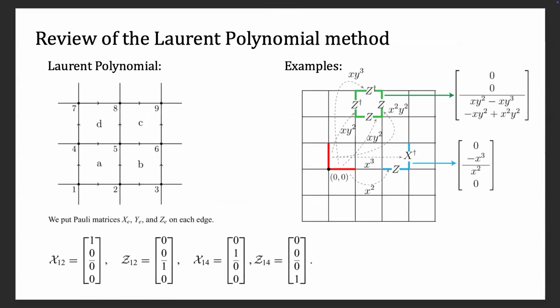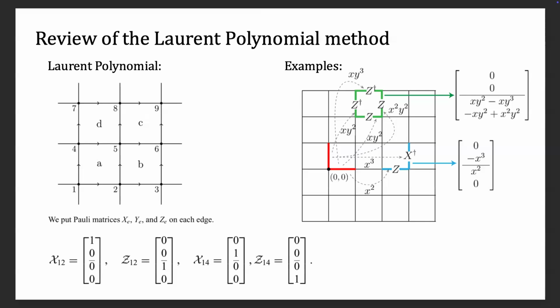Now let me introduce another technical point. Here we use polynomials to represent a Pauli operator on a square lattice. Let me do it step by step. Consider a square lattice with a Pauli on each edge. If it's Pauli X, I use the vector 1, 0, 0, 0. If it's Z, I use 0, 0, 1, 0. I use these two vectors to represent Pauli X and Z here. Similarly, for the vertical edge, I use these two vectors to represent Pauli X and Z.